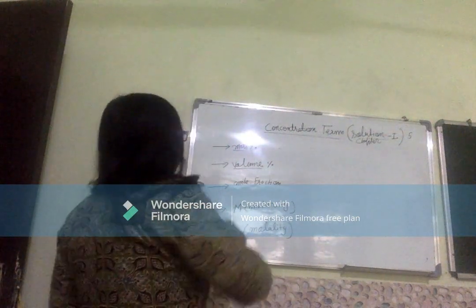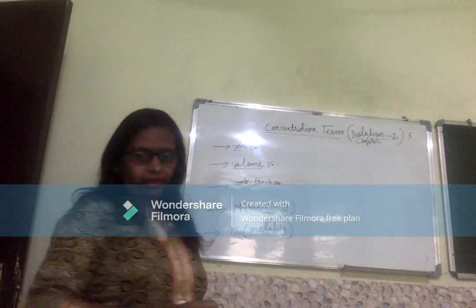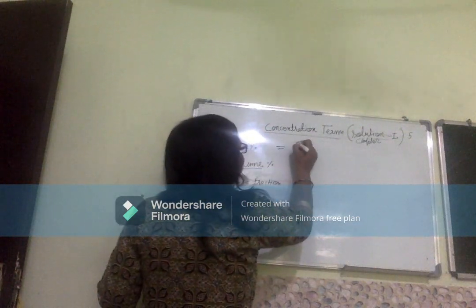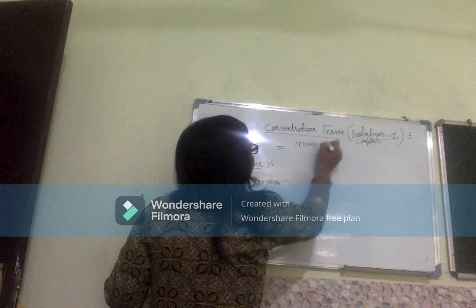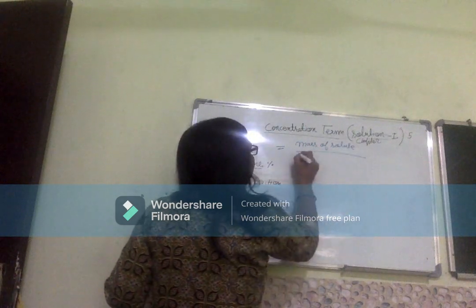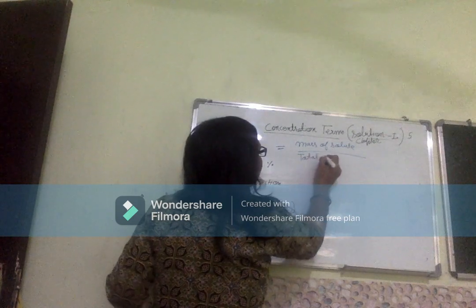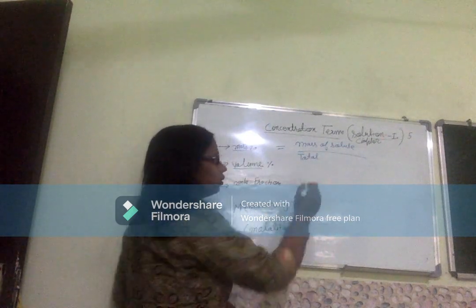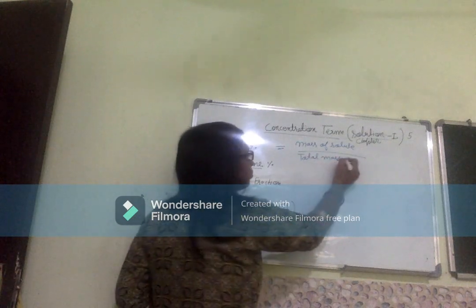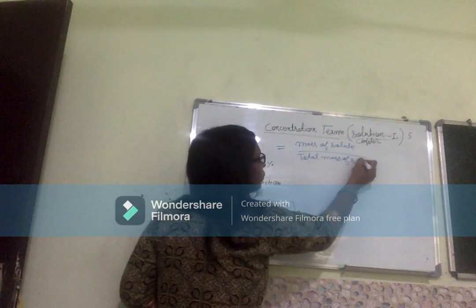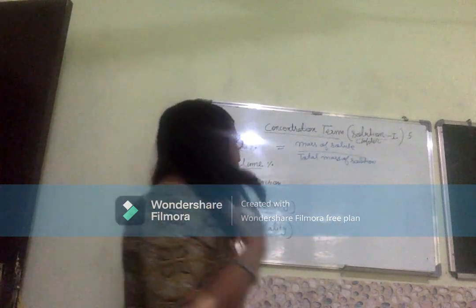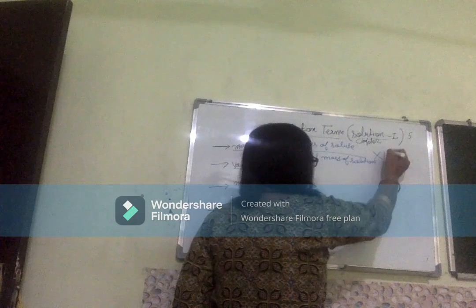Okay, the first concentration term is the mass percentage. Mass percentage means mass of solute divided by total mass of solution, where total mass of solution means solute plus solvent, multiplied by 100.